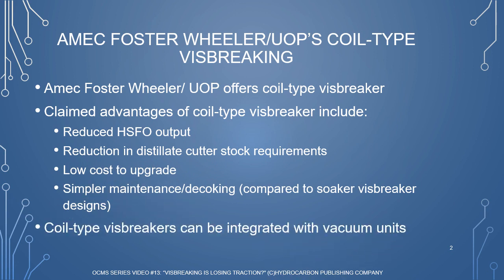These coil-type visbreakers can be integrated with vacuum units to eliminate redundant equipment and reduce installation costs. This type of integration was evaluated for a Russian refinery designed to operate a new vacuum unit along with a visbreaking unit.